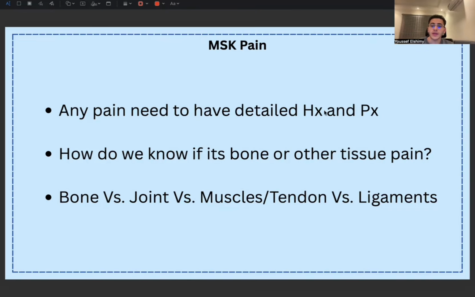And from history and physical examination, we need to know if it's actually bone pain or other tissue pain. It might be bone pain, it might be joint pain, it might be muscle or tendon or ligaments. So, with history and physical examination, as well as imaging to confirm diagnosis, we can be sure whether it's bone pain or not, or any type of other tissue pain.